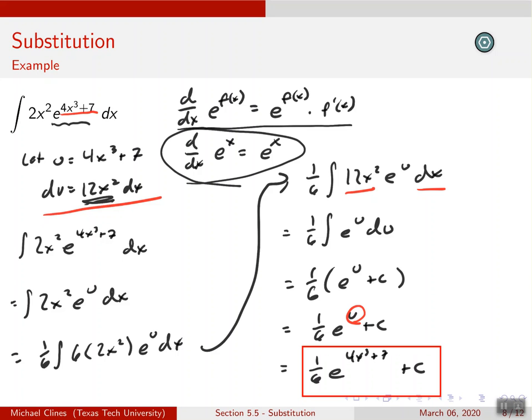So, quick recap. We recognized that this 4x cubed right here was kind of giving us a problem in our integration step. So we let u equal 4x cubed plus 7. Then we calculated du is equal to 12x squared dx. We did our substitution process. We ended up over here. And then we got to use our nice property that the derivative of e to the x is just e to the x. We integrated here, subbed back in, and we get our answer as 1/6 e to the 4x cubed plus 7 plus c. Don't believe me? Take the derivative of this guy and make sure that you end up with 2x squared times e to the 4x cubed plus 7.